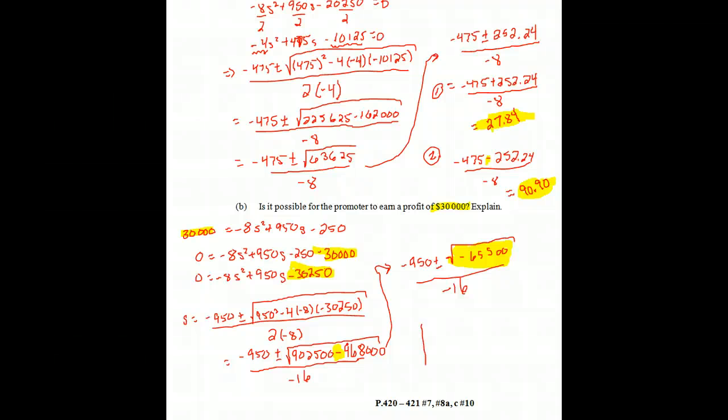So here, if you think about the graph and the profit and number of tickets sold, what this is telling you is that if you put in 30,000, you don't have an intersection point. It doesn't hit the x-axis there. So it can't be solved. So is it possible to earn a profit of $30,000? No. And we know that because the equation is not solvable. We're getting a negative underneath the square root sign.